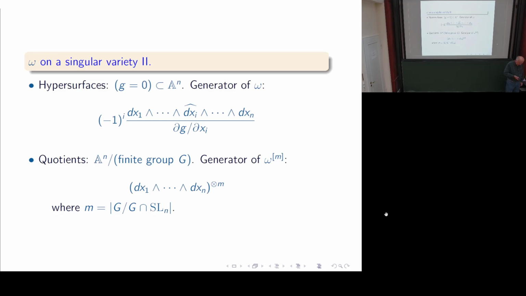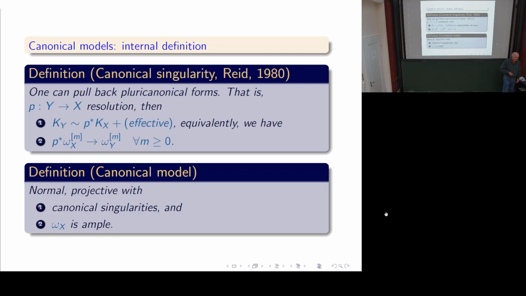And so now I come to my definition of what a canonical singularity is. It's the same, we can pull back pluricanonical forms. So that is basically Reid's definition. Now there are two ways of stating it. One is that if you pull back the canonical class, then you get the canonical class is a pullback plus something effective. Or that there is really this pullback map, that if you take the m-th power and you pull it back, you can always map it to the m-th power upstairs, so that you don't pick up any poles along the exceptional divisor.